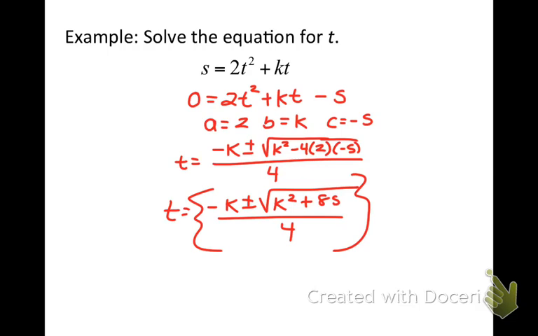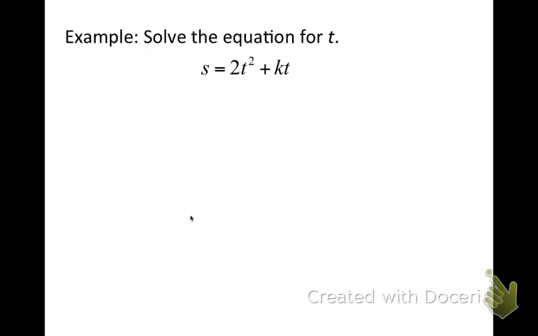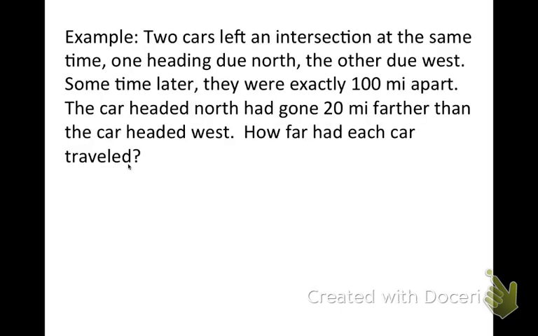Do you remember the Pythagorean theorem? Yeah, that's easy, right? A squared plus b squared equals c squared. All right, so the first type of problem you're going to have to do has to do with the Pythagorean theorem. We got 2 cars left an intersection at the same time. One car headed due north. So there's my car. The other car went due west.